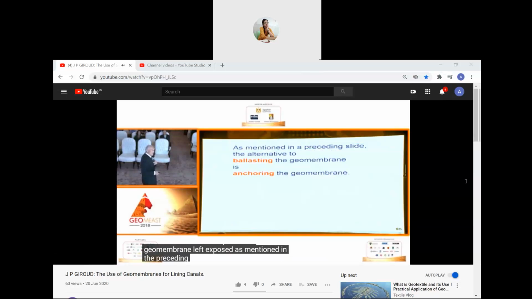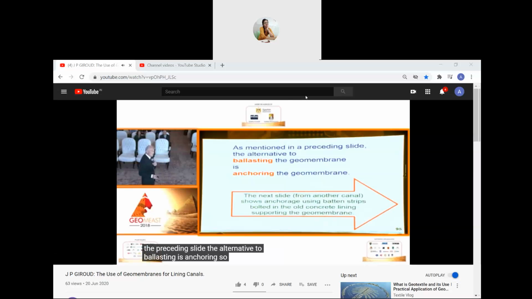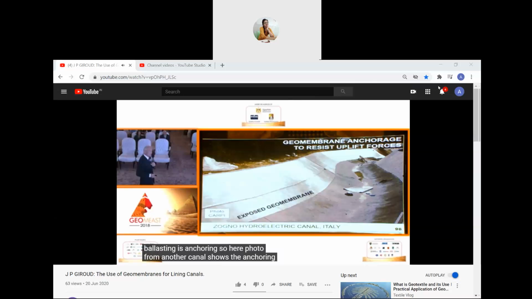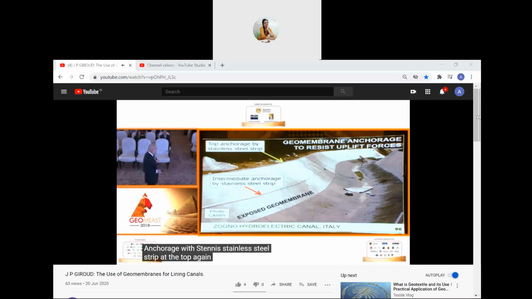As mentioned in the preceding slide, the alternative to ballasting is anchoring. So here, a photo from another canal shows anchoring. Here, the substrate is concrete. It was an existing concrete canal that was relined with a geomembrane. We have anchorage with stainless steel strip at the top, again stainless steel strip at mid-height, and at the bottom ballasting with a layer of concrete.